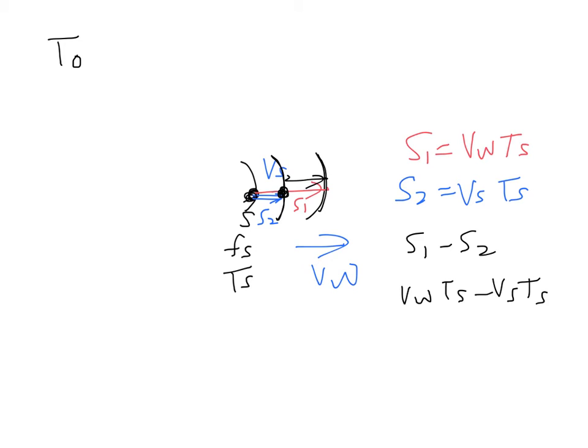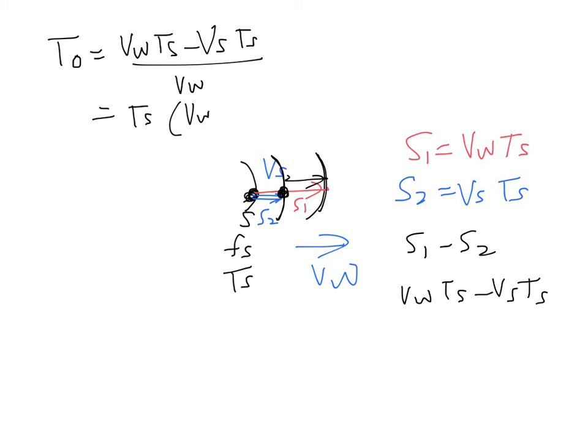The observed period, To, is given by the formula distance divided by speed. So what is the distance between the two wave crests? We have said it is VwTs minus VsTs, divided by the speed of the wave, which is Vw. You can factorize the Ts and you will get (Vw minus Vs) over Vw, then the whole thing times Ts. So this will be the observed period.